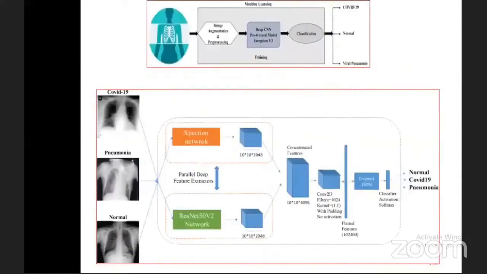This is the example I have taken of pneumonia, normal and COVID-19 images as input to the system. I have applied CNN and ResNet frameworks, and 10x10x2048 image pixels I have extracted. Then I concatenated those features and applied flattened features. Then I use the dropout function in order to increase the performance in convolutional neural networks and recurrent neural networks. This is the final output I am getting.